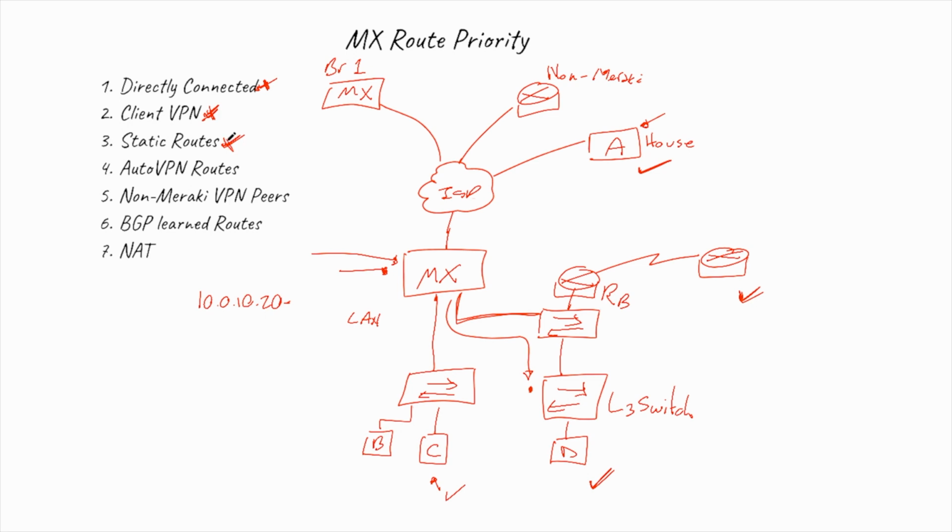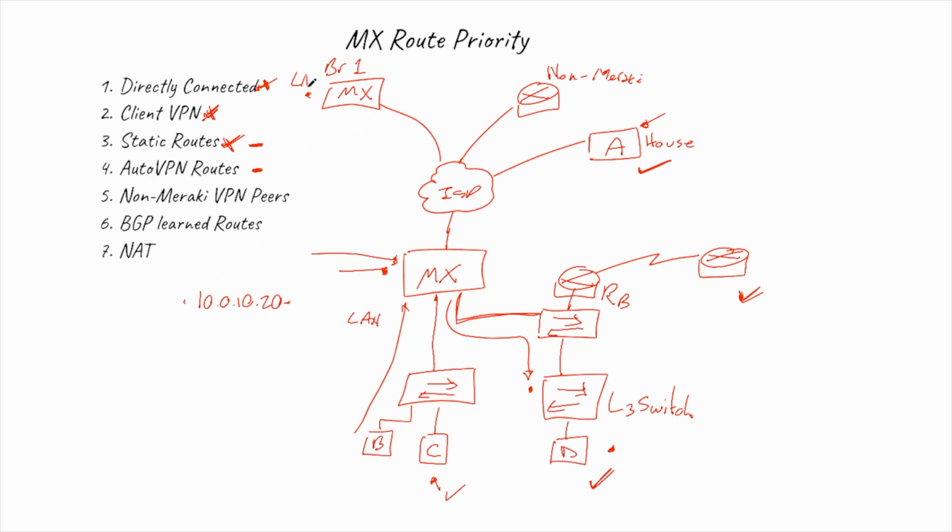No, still not there. So what is next? Next is the Auto VPN routes. If you say static routes take precedence over Auto VPN, and you have the same IP address in this branch and in this layer 3 switch, when host B, for example, sends that traffic to the MX, it's going to send it to the layer 3 switch, or to the MPLS, because static routes take precedence. If there are no static routes with that IP address, then it's going to check the Auto VPN routes.